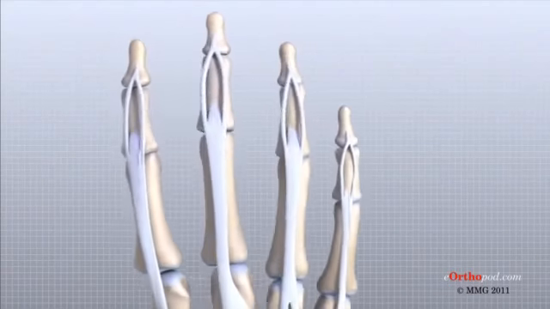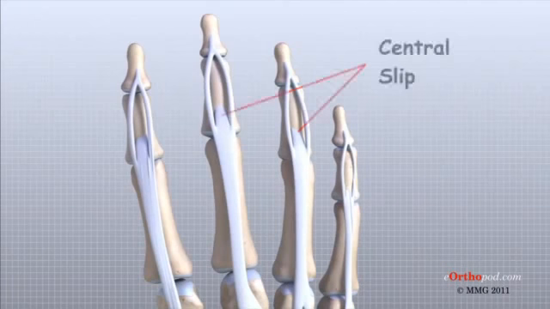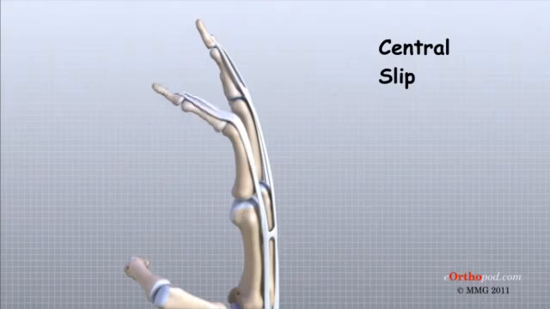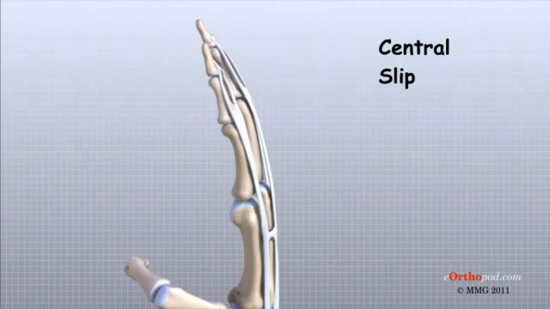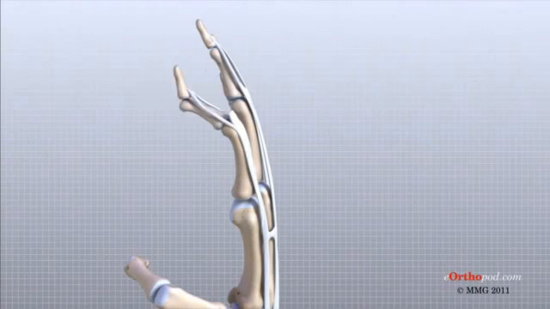The place where the extensor tendon attaches to the middle phalanx is called the central slip. When the extensor muscles contract, they tug on the extensor tendon and straighten the finger. Problems occur when the central slip is damaged, as can happen with a tear.